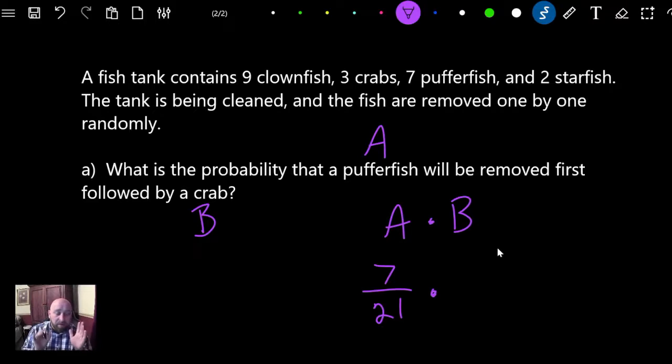Now, think about this. One of the pufferfish has been removed. This is a dependent event because now B depends on A happening. So now we've removed a pufferfish. So now how many total fish are in the tank? Well, there's 20 total fish in the tank.